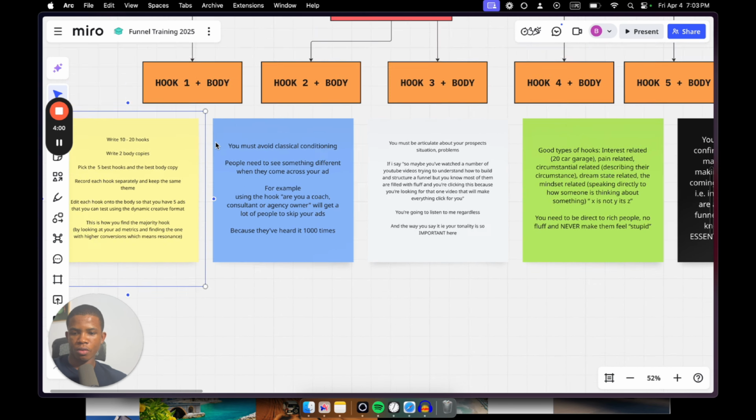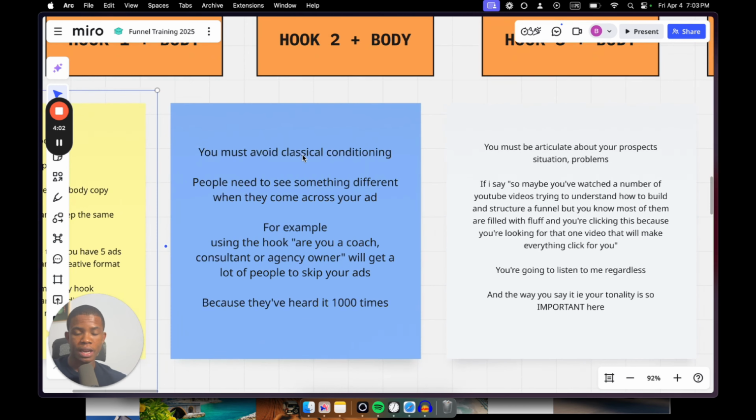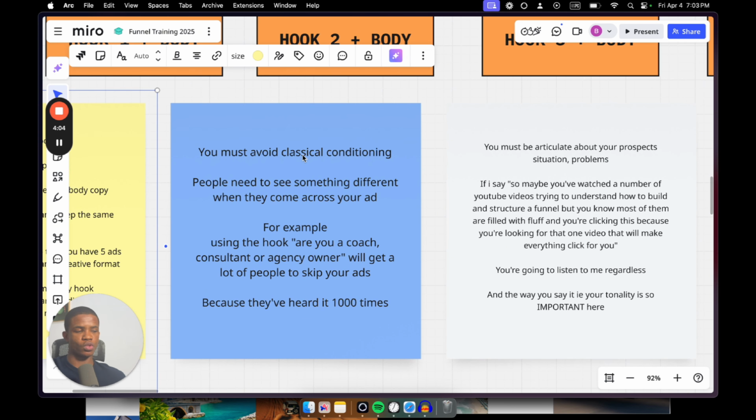Now, one very important thing, you must avoid classical conditioning. Classical conditioning is when people are conditioned to respond a certain way to a certain type of thing. That could be a word that people say. So, for example, in the agency space, a lot of people say when they're writing ads, coaches, consultants, agency owners, like it's burnt out. There's a lot of people using that hook, and for that reason, when people see someone using that hook on the ad, they immediately just want to scroll past it.